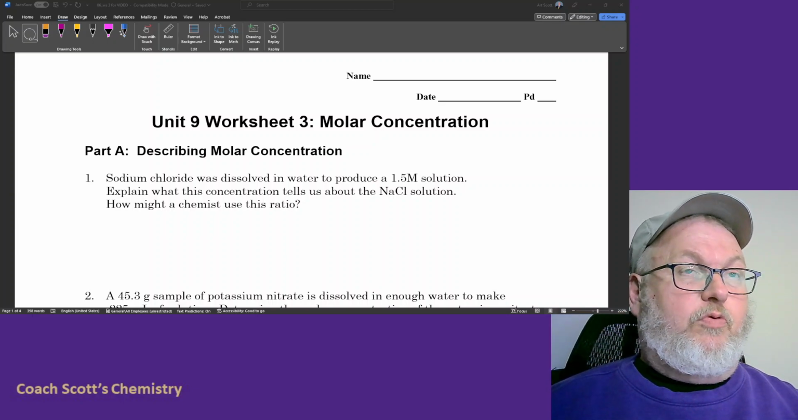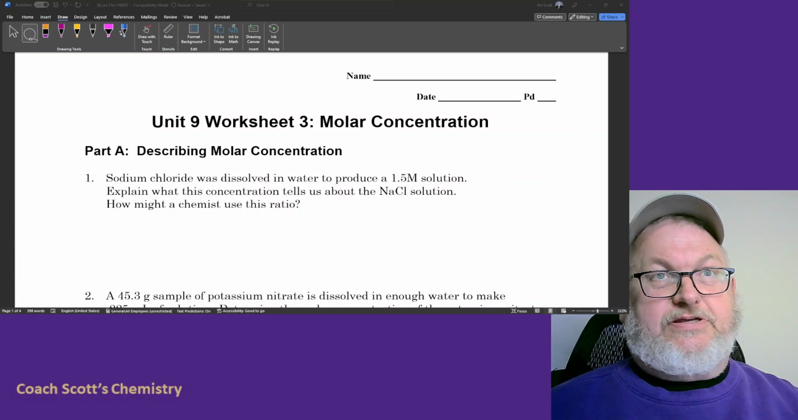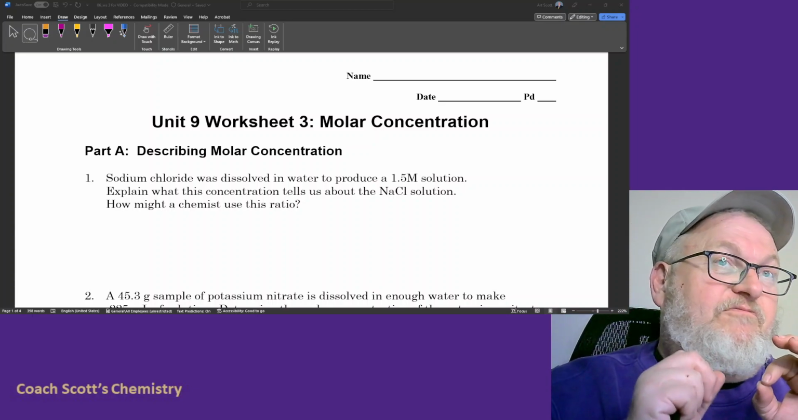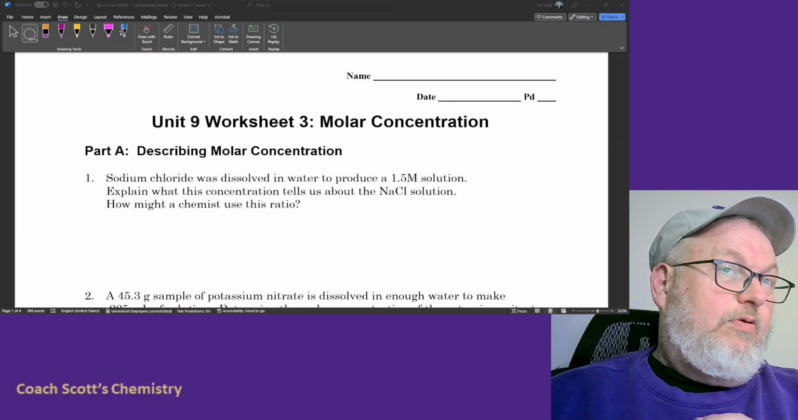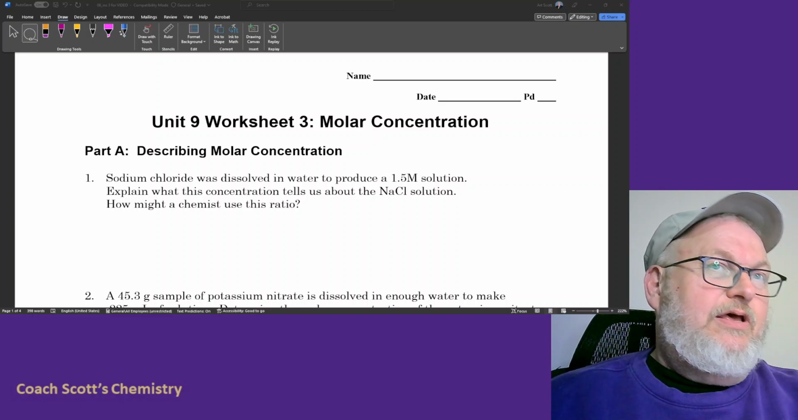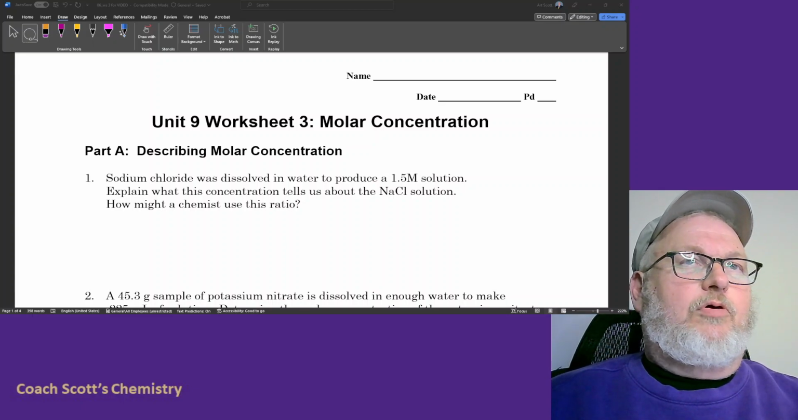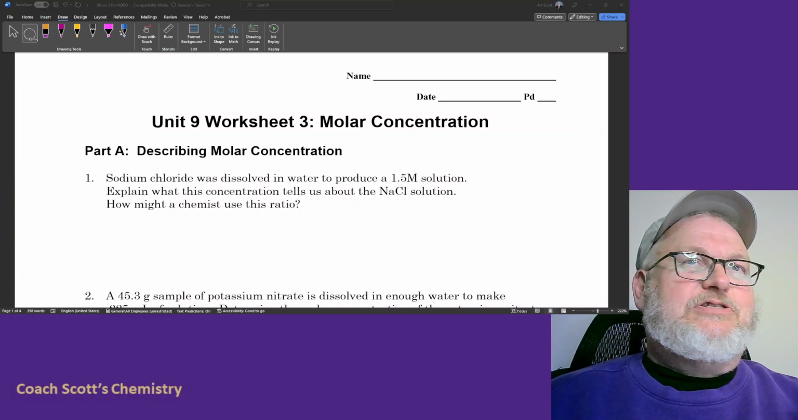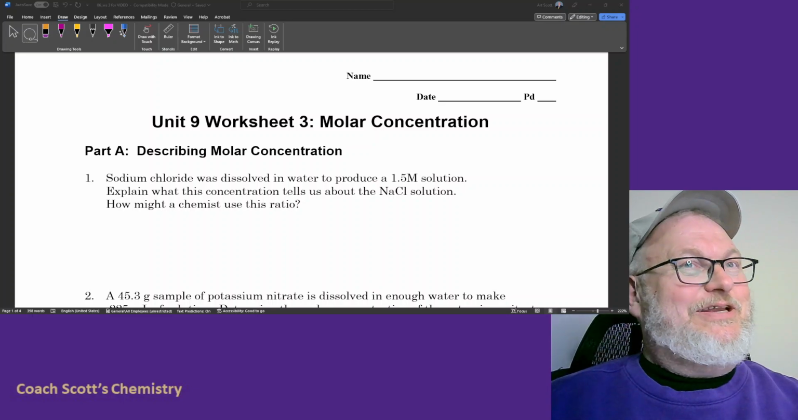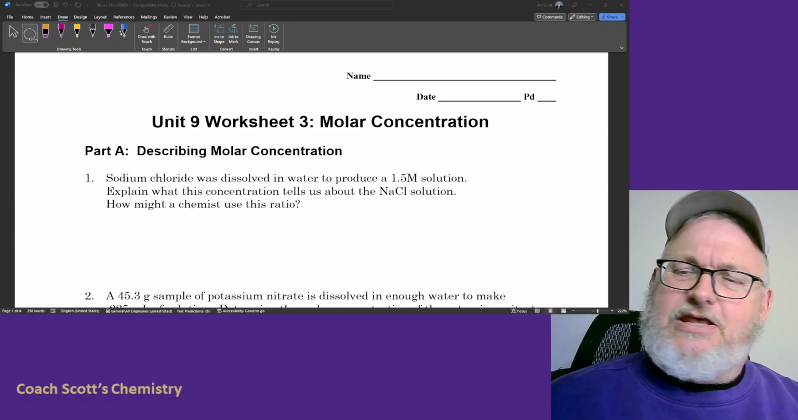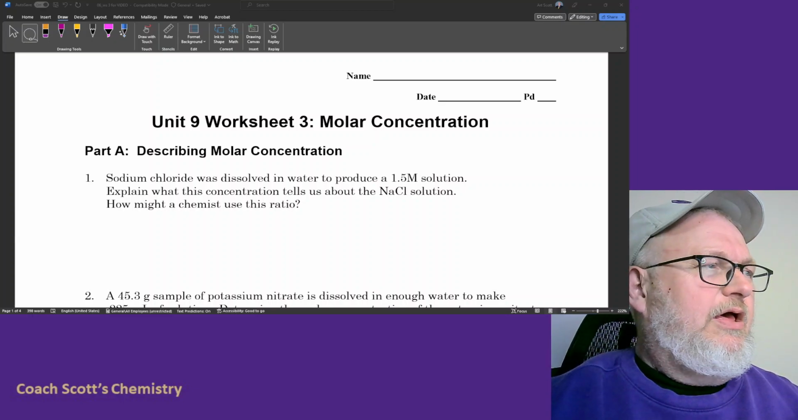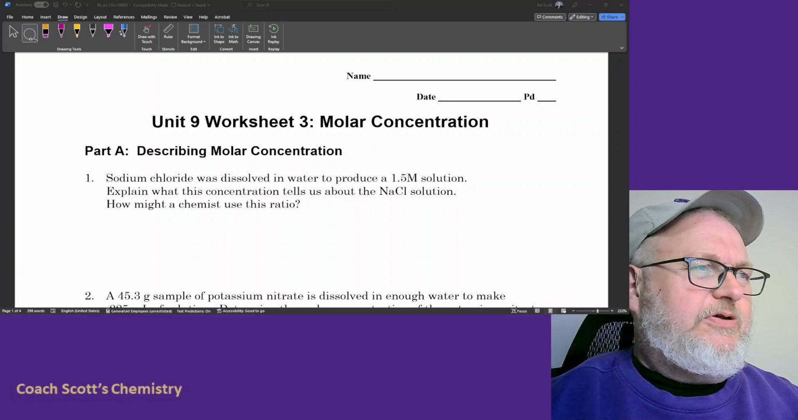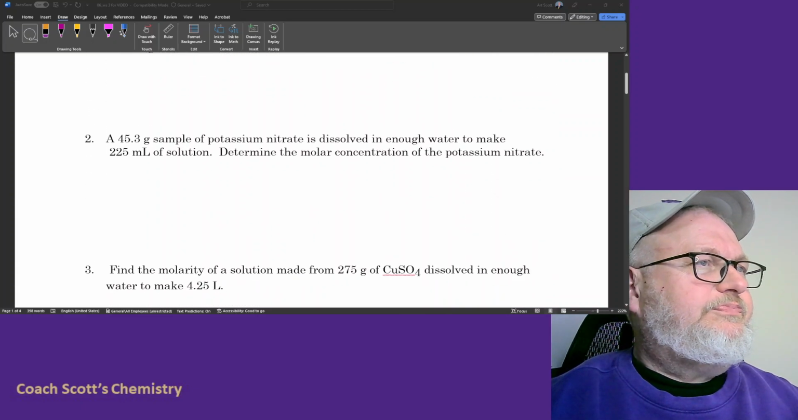That means I have 1.5 times 6.02 times 10 to the 23rd formula units of sodium chloride in that solution. That means I have 1.5 times 6.02 times 10 to the 23rd sodium ions in that solution. You see where I'm going with that, right? So we can use that ratio a lot of ways. Let's look at one of these problems though.